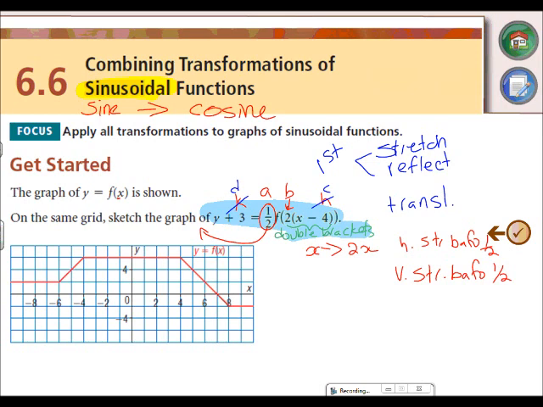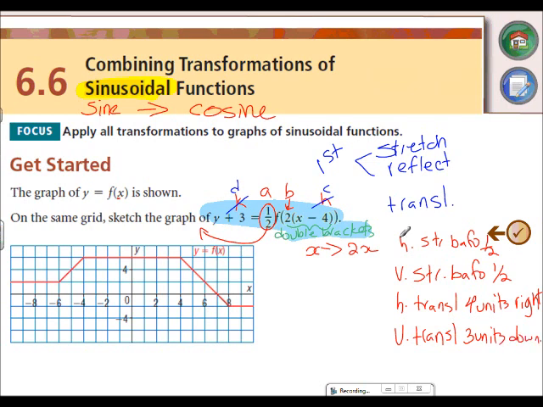Then we've got our h, which is now going to be our c. That's our horizontal translation. And that's going 4 units to the right. Got to take the opposite sign when it's where it's supposed to be. And our vertical translation, that's the d value, that k. It's with the y, so we need to do the opposite. It's a vertical translation of 3 units down.